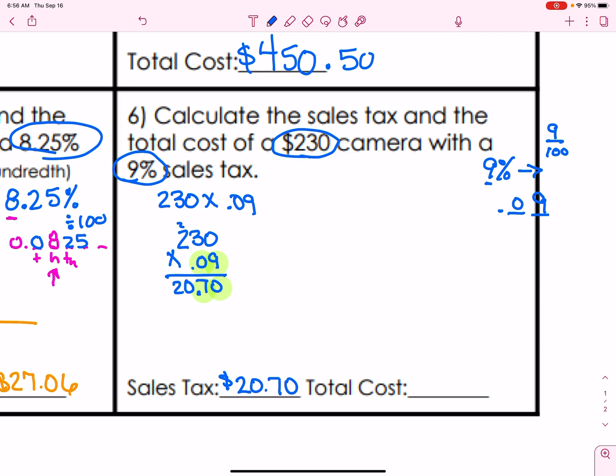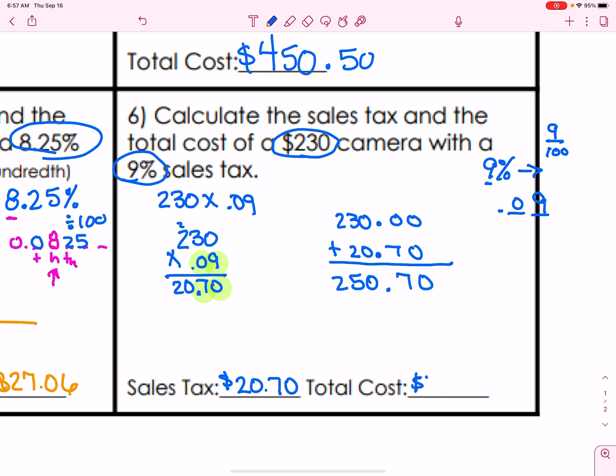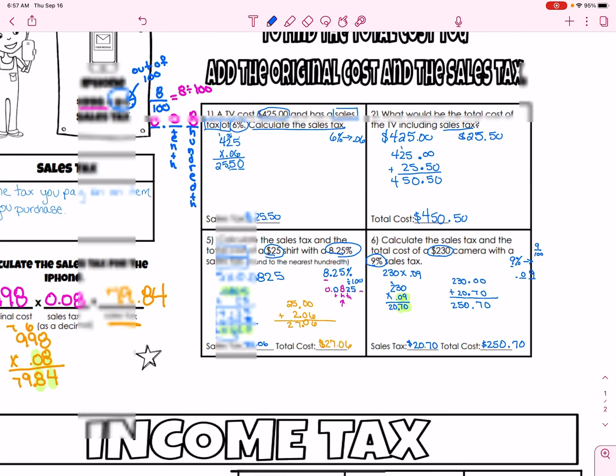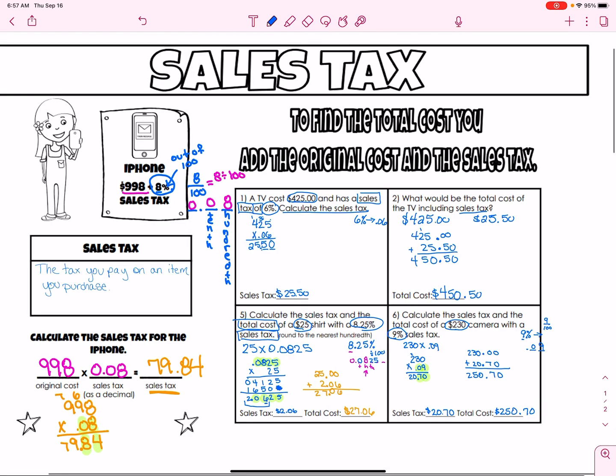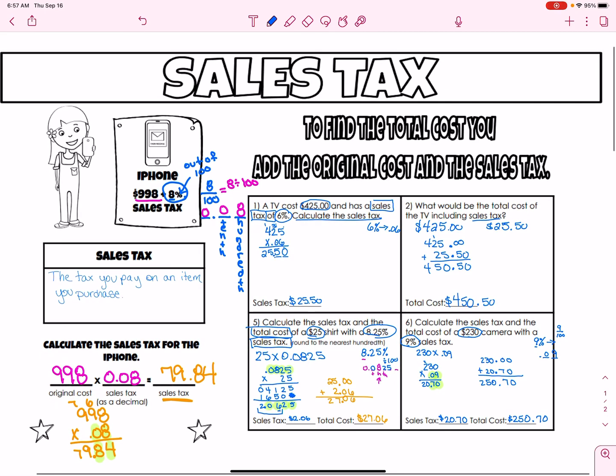Tax makes your item cost more. So we're going to add that in. And remember, we line up decimals. So I'm going to go ahead and put my decimals in. So we have $230 added with $20.70. And that's going to give us $250.70. So our final cost after taxes is $250.70. So I hope that helped you understand sales tax and how to calculate it.